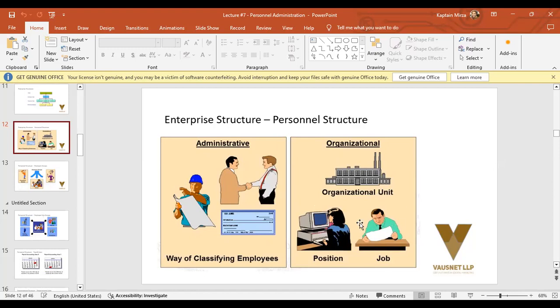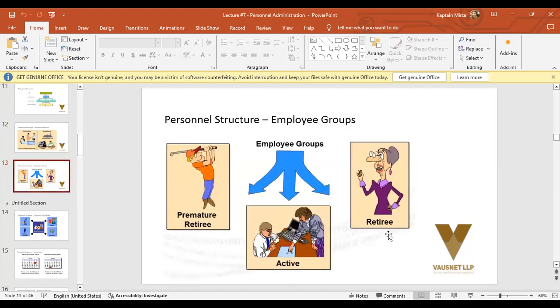An organizational unit, of course, as we have seen, there is a job, which is a job description, and position, which is occupied by a person. So organizational units will have positions and jobs. So job actually describes how the position will be executed. Employee groups are basically segments of employees, how you can separate them and manage them. So broadly, they can be many, but for understanding's sake, we have active, premature retiree, and retiree.